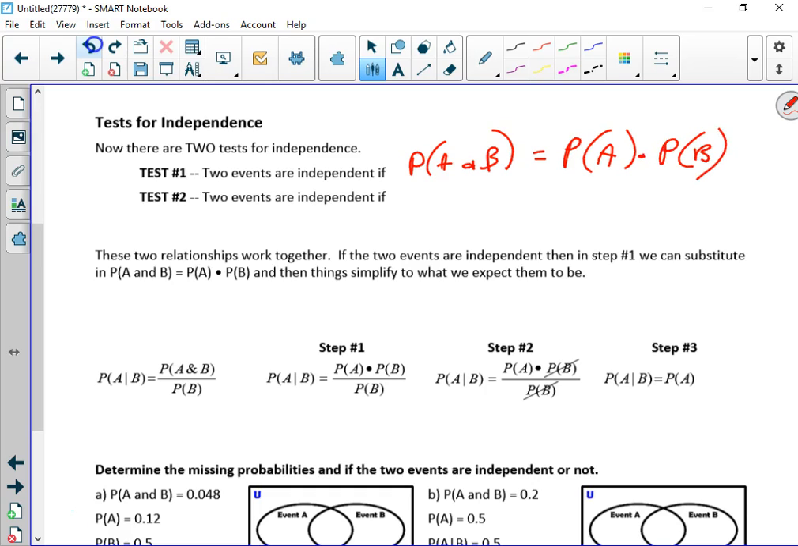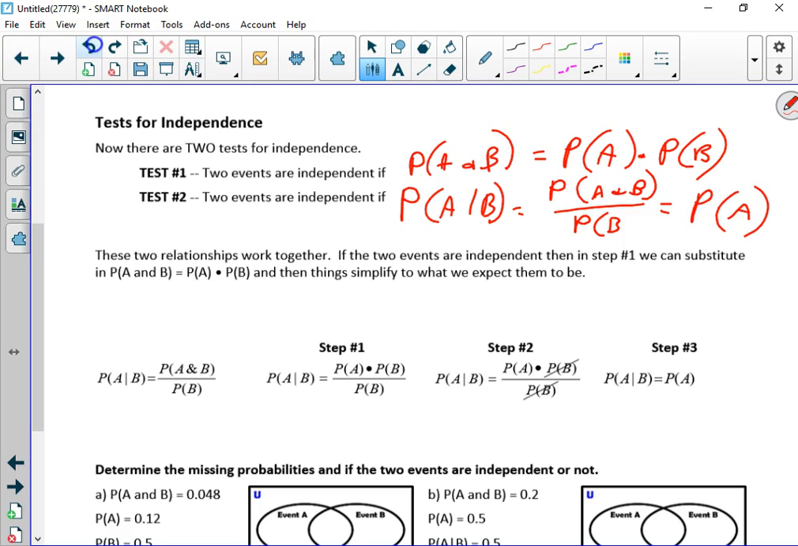That's what we learned the other day. That was our first test. And now, we also know that if they're independent, the probability of A given B is equal to the probability of A and B divided by the probability of B, or quite simply, just the probability of A.